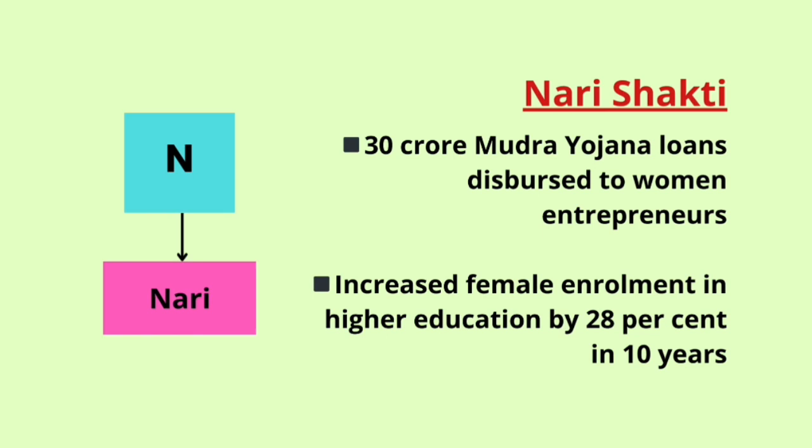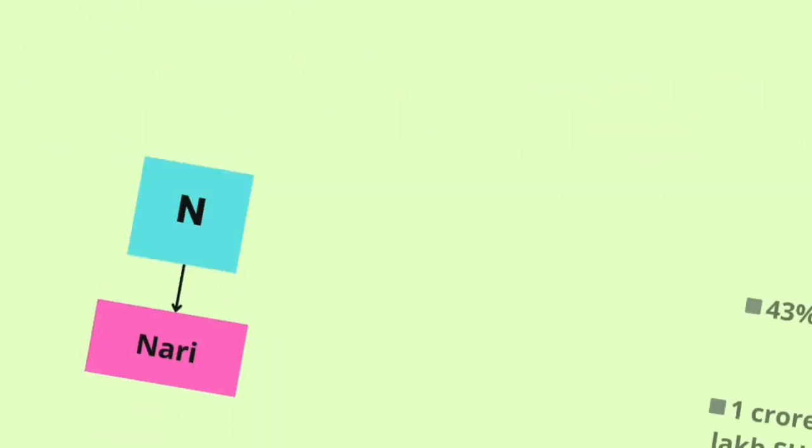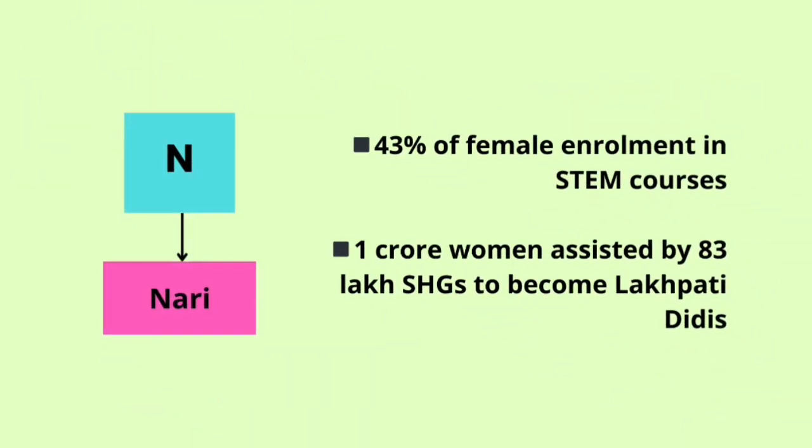Fourth is Nari Shakti. 30 crore Mudra Yojana loans disbursed to women entrepreneurs. Increased female enrollment in higher education by 28% in 10 years. 43% of female enrollment in STEM courses. 1 crore women assisted by 83 lakh SHGs to become Lakhpati Didis.